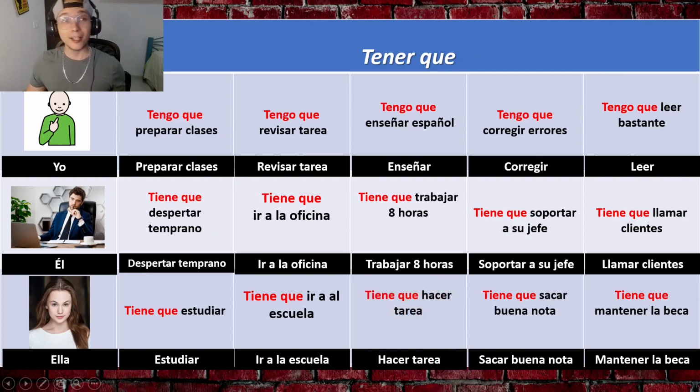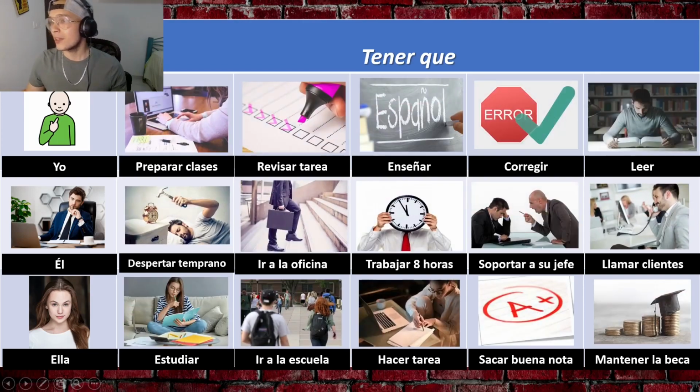There it is. Now, let's remember that the negative sentence is as easy as putting a no before the verb. So, let's put some examples and let's say, I don't have to go to the office. Let's say, yo no tengo que ir a la oficina. One more time, yo no tengo que ir a la oficina.